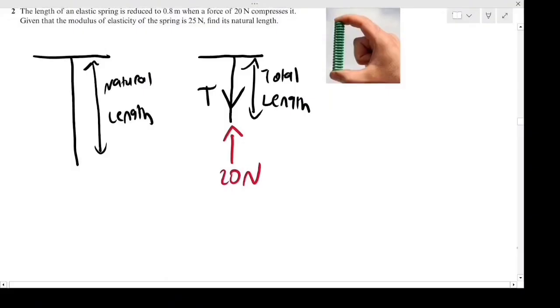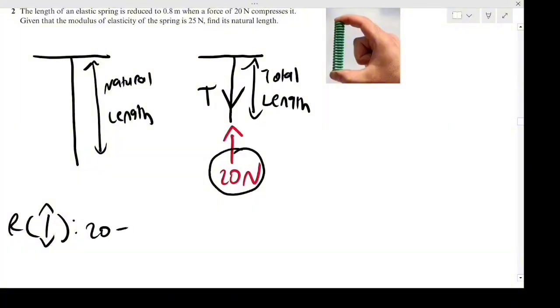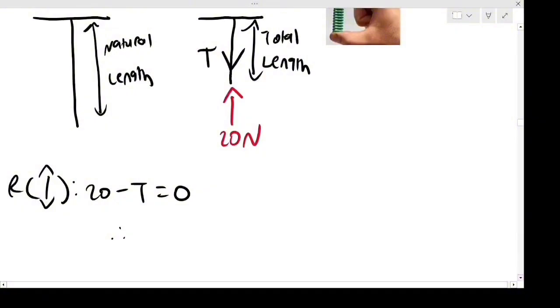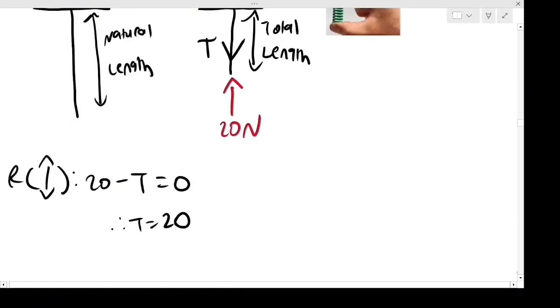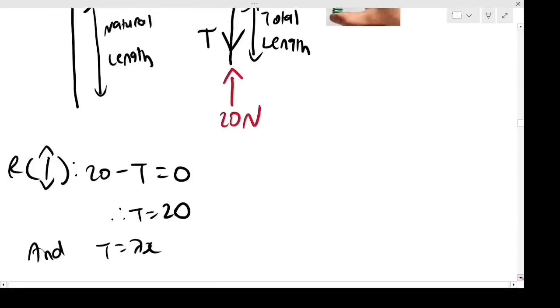So now if I resolve up and down, my upwards force is 20 newtons, take away the thrust acting downwards. That's going to equal 0 because there's no movement, no acceleration, so that means T is 20. But of course we also know that T is lambda x over L.